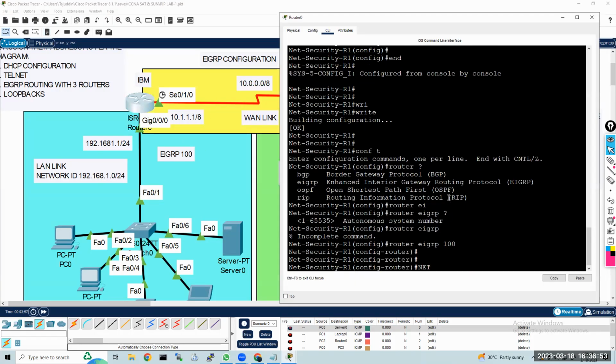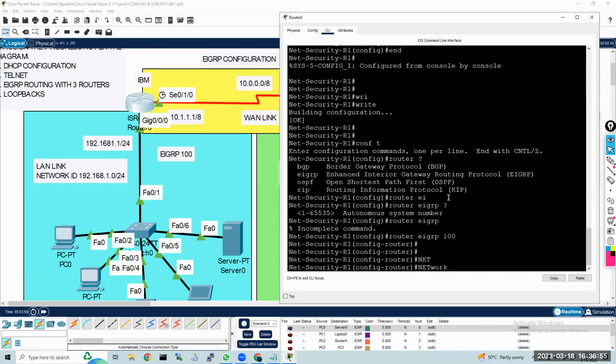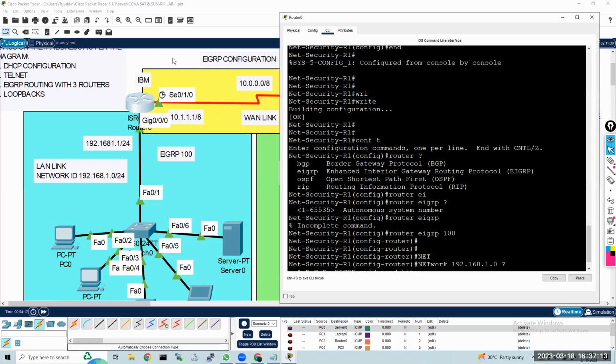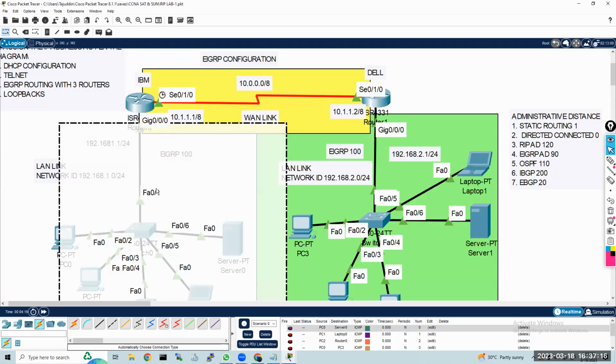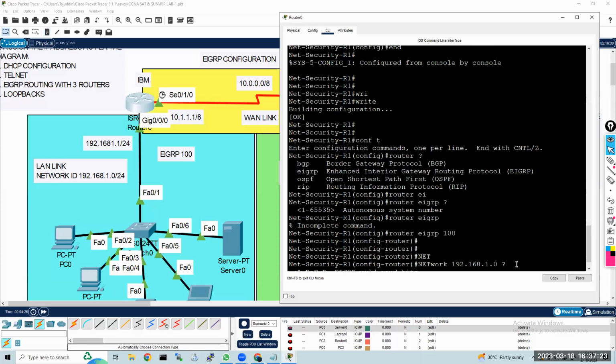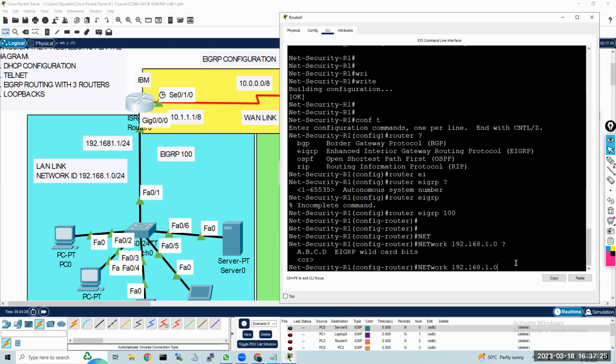Now we need to advertise your network. Same as in RIP, 192.168.1.0. Then give the question mark. Now it is asking for the EIGRP wildcard mask. The wildcard mask here is optional because in our network we have not done any subnets. If you want, we can give the wildcard mask. What is the wildcard mask for these?